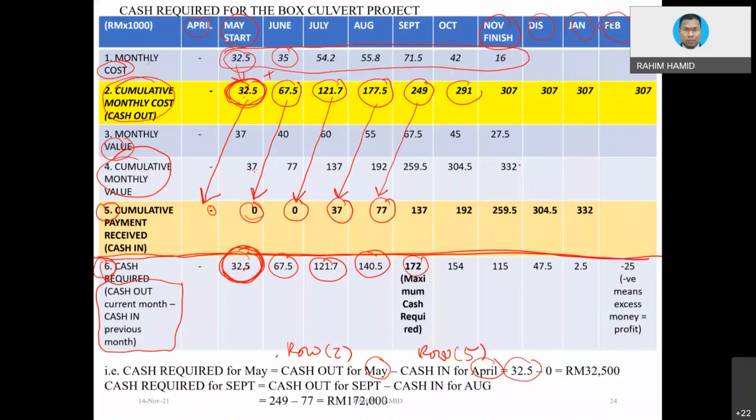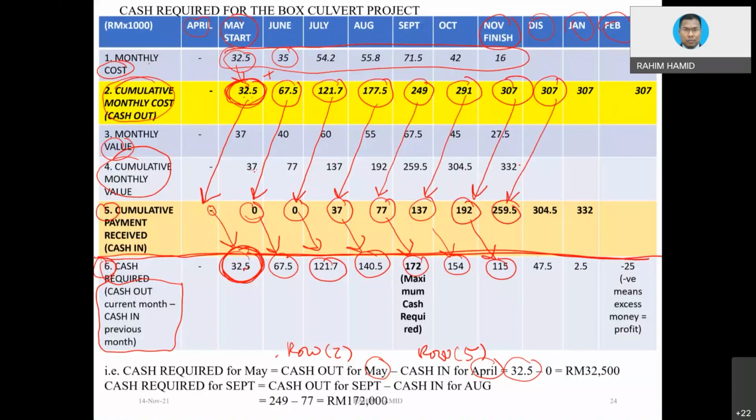291, you are going to deduct with this one. You should get this value. Maybe I draw that way, that would be better. And then this one, you deduct with this one, so you get this value. This one, you deduct with this thing, you will get this value. And this one, you deduct with this thing, you get this value. And you see, last one, you deduct with this thing, you are going to get negative 25.